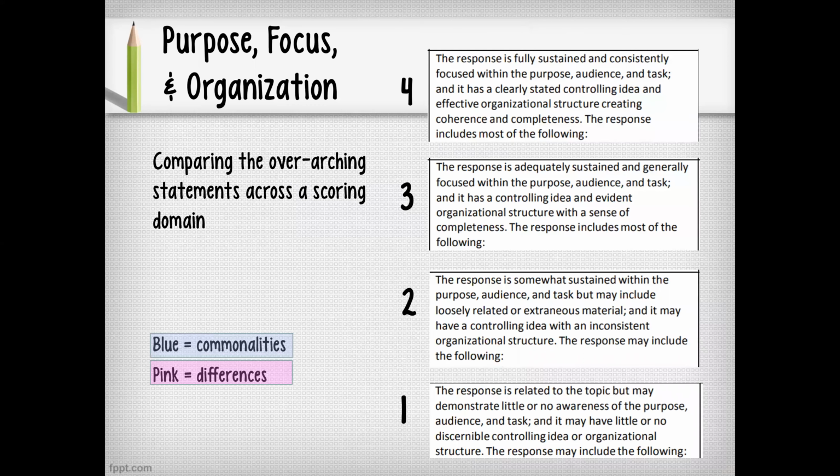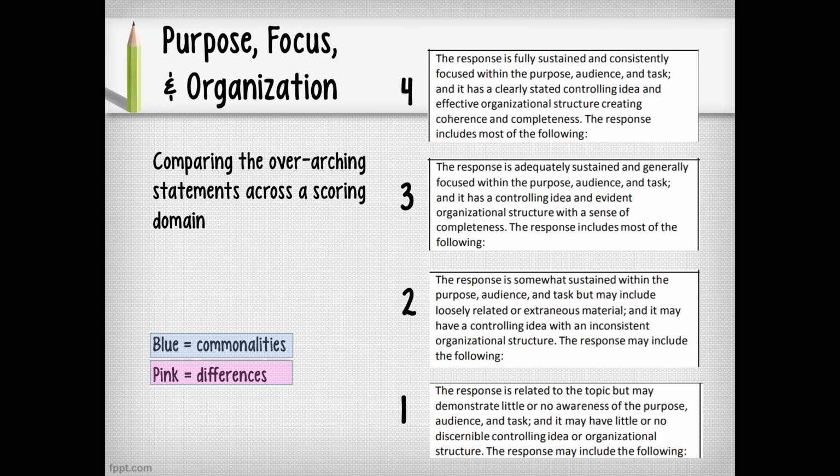So here they are. You'll notice I don't even have the bullets on the screen. I'm just looking at those overarching statements first. Again, this is the overarching statement for a 4, a 3, a 2, and a 1 in purpose, focus, and organization. This is a strategy we've used for years in our middle school rubric training, and I think it's a really great visual to see the differences and similarities between each score point within a specific domain.